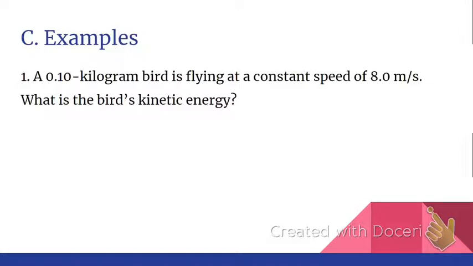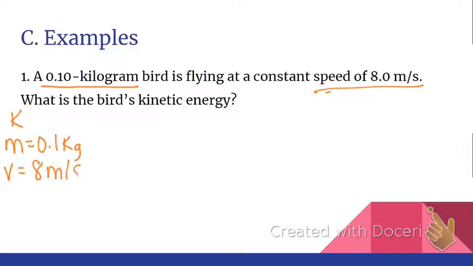We're going to go ahead and dive into the first example, and we're going to set up a KFPS chart. We have a 0.1 kilogram bird flying at a constant speed of 8 meters per second. What is the bird's kinetic energy? So what do I know? Well, I see that we have this 0.1 kilogram. Now that I see the unit is kilograms, that's the mass. And it tells me that it's flying at a speed of 8 meters per second, so that's its velocity. It asks what is its kinetic energy, so this one's working with just finding the base equation.